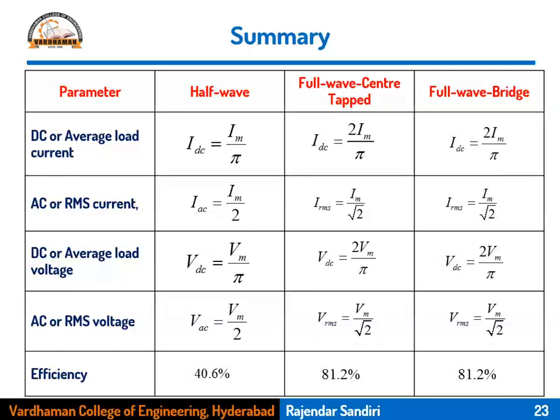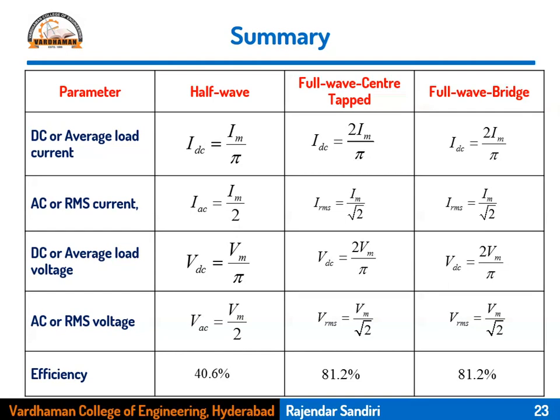IDC is Im by pi for half wave, 2 Im by pi for full wave in both center tapped as well as bridge. For the center tap full wave rectifier, most of the columns will be similar, except the 2 parameters: transformer utilization factor and PIV, and the relationship between Im and Vm. Remaining things are almost all the same, so you can compare all of these parameters. AC or RMS current is Im by 2, then Im by root 2, Im by root 2. DC or average output load voltage is Vm by pi, 2 Vm by pi, 2 Vm by pi. RMS voltage is Vm by 2, Vm by root 2, Vm by root 2.